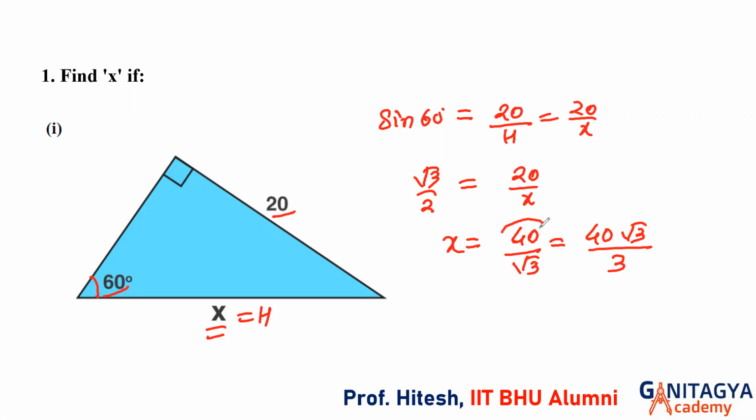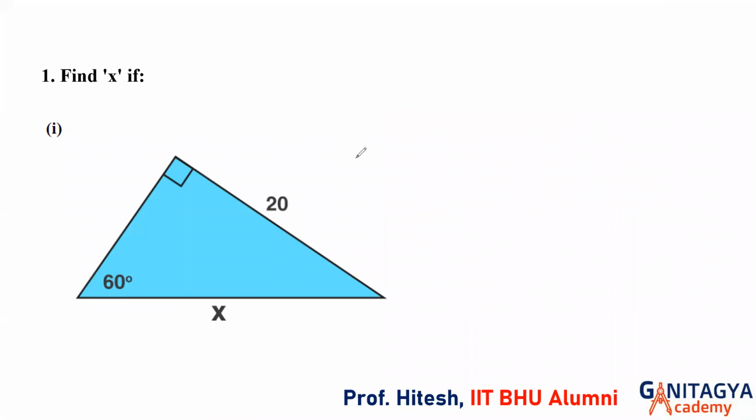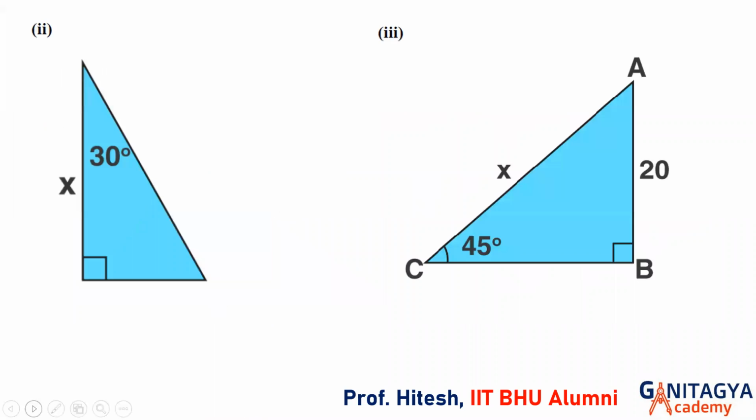You can write 40 upon √3 or you can write 40√3 upon 3 also. This is a better way to write. Okay, let me clear this. Perfect. So next are the third and fourth.